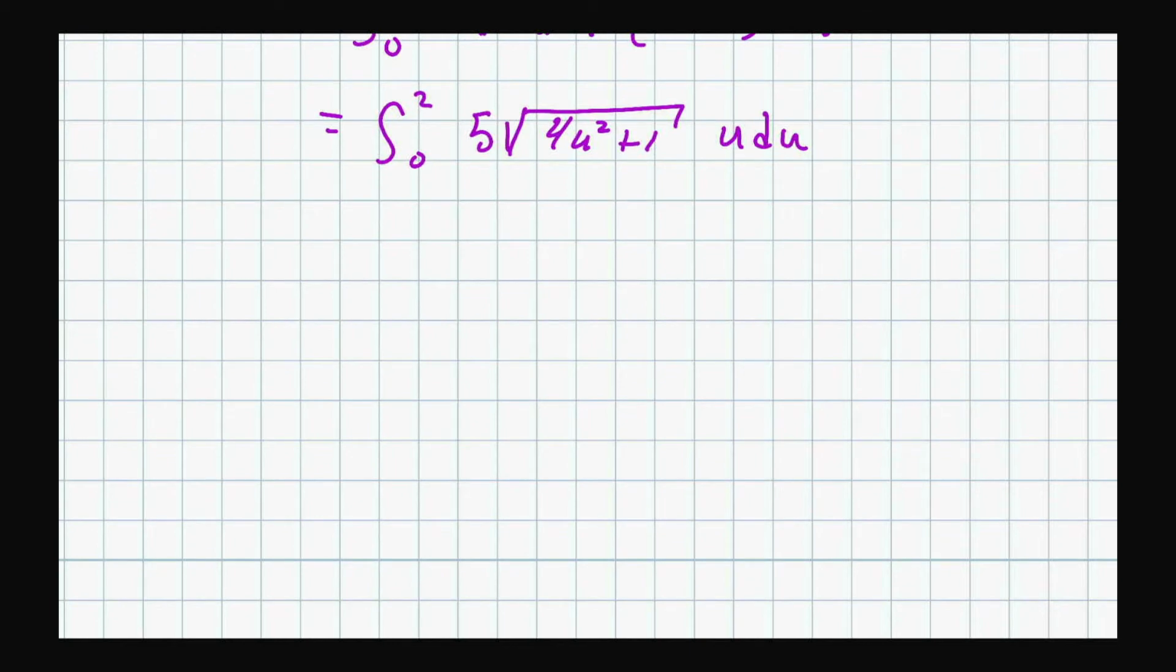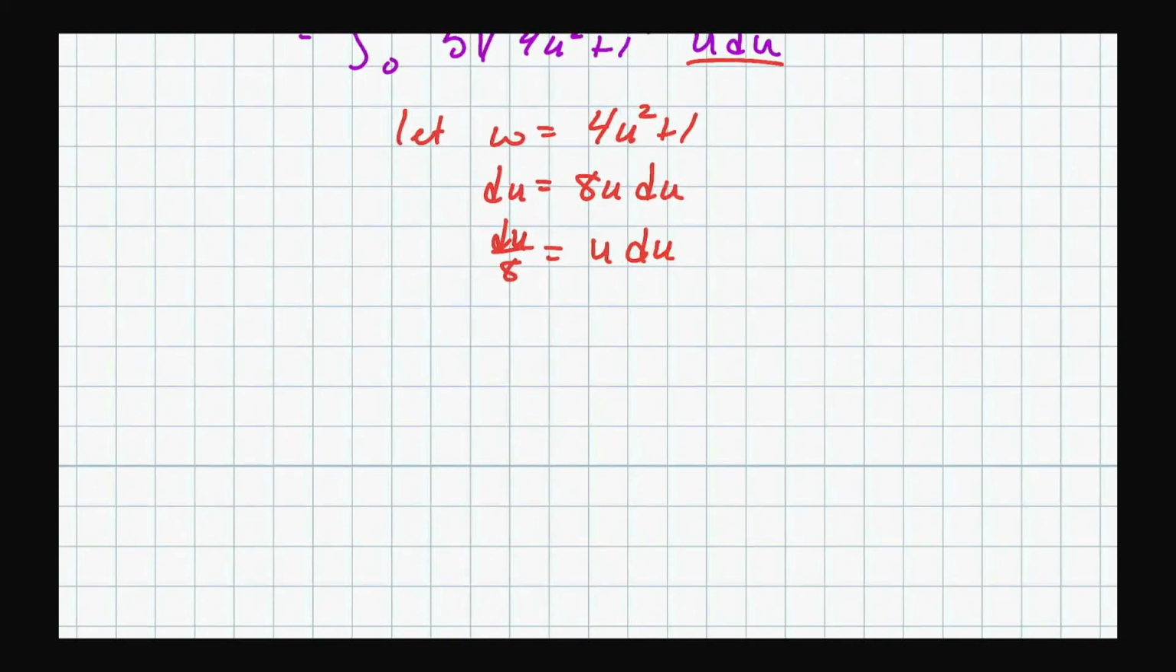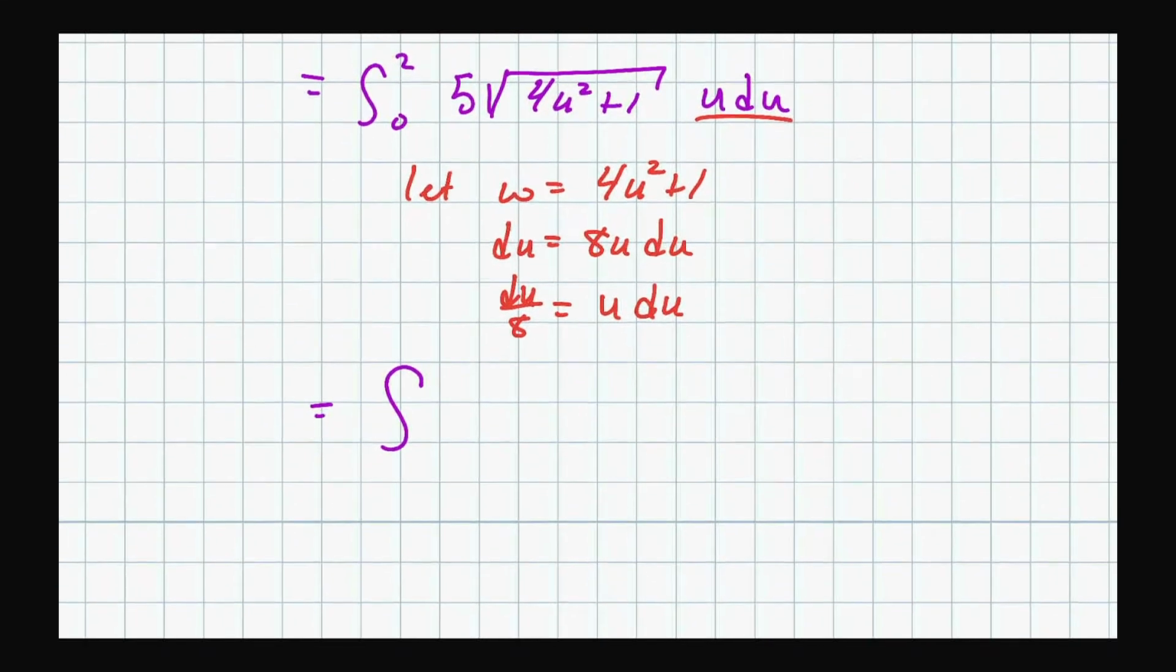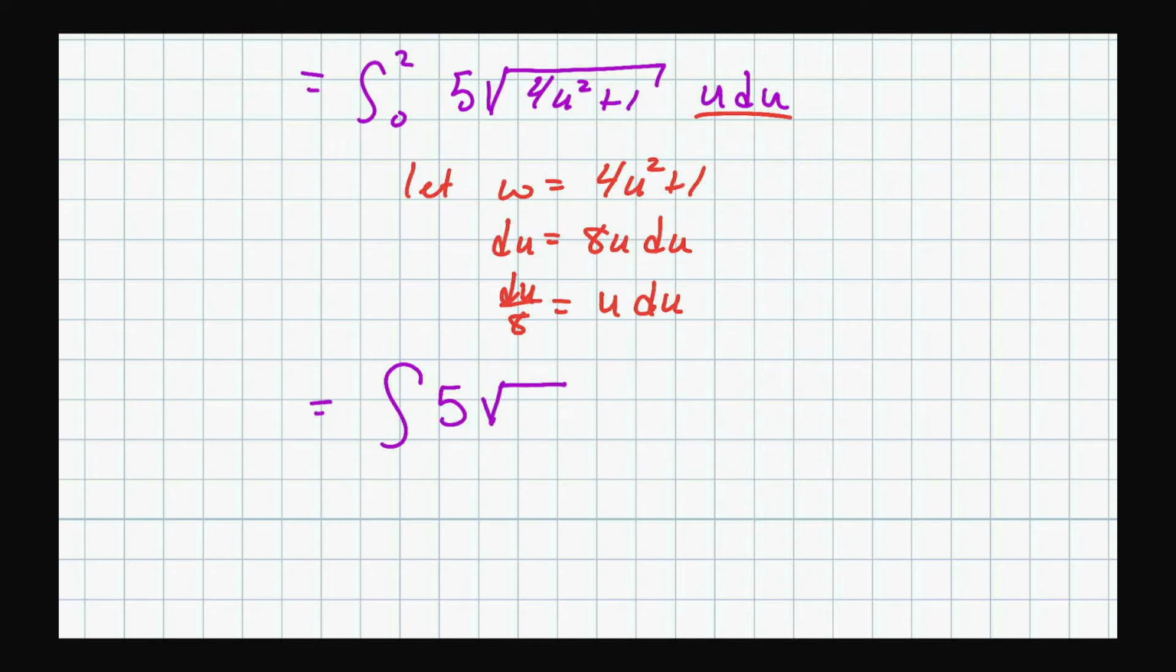This, of course, is a regular substitution integral. What we want to do is let u, actually, well, we can't use u, can we? Let's try w. Let w equal 4u squared plus 1. So then dw would be 8u du, right? To match that, u du. Move the 8 over, so we get du over 8 equals u du. And my integral will turn into an integral, and I'm going to leave the limits blank. I got a 5. I've got a square root, just w. So 4u squared plus 1 is going to be w. And then u du is going to be dw over 8, like so.